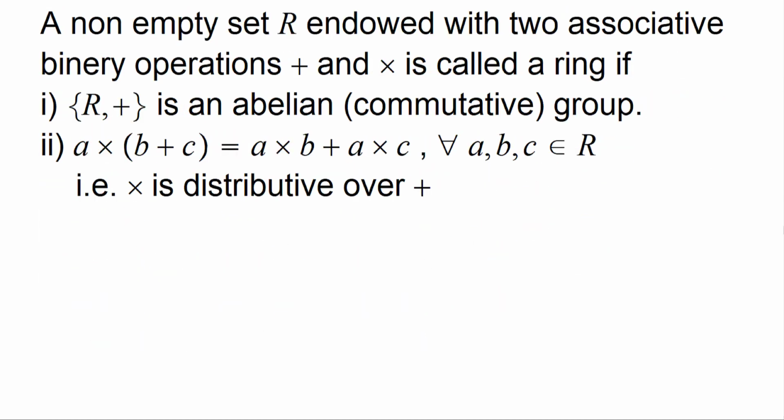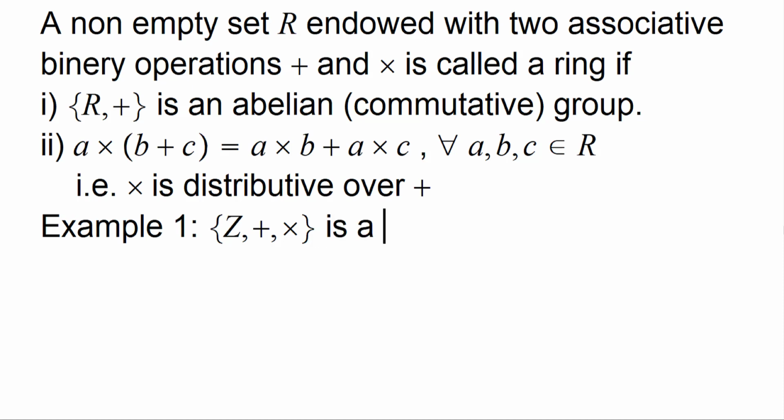So for example, if you look at the group of integers with addition of integers and multiplication of integers as binary operations, then this is a ring. We all know that the multiplication of numbers is associative, and the multiplication of numbers distributes over the addition.